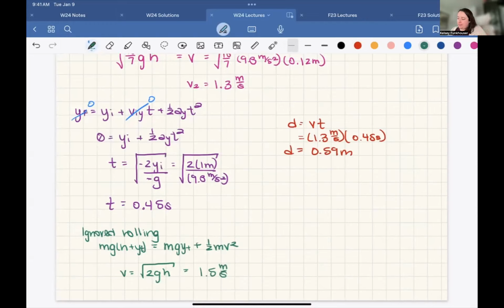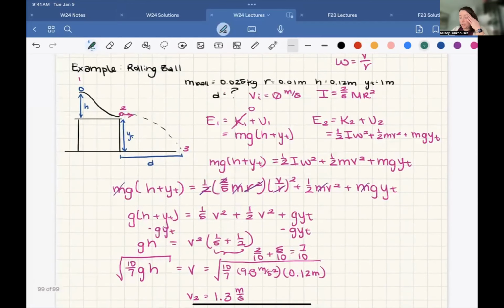The time would still be the same because that didn't include the rolling energy stuff. So time is the same, the velocity is more, so obviously it's going to travel farther. 1.5 times 0.45 seconds, and this is 0.69 meters. So what we find is if we don't include the fact that it is rolling, we will assume that it goes 10 centimeters farther than it actually does. So it's important to keep that into account because it changes how fast it's going and therefore how far it goes. Yeah, that's all for this lecture.